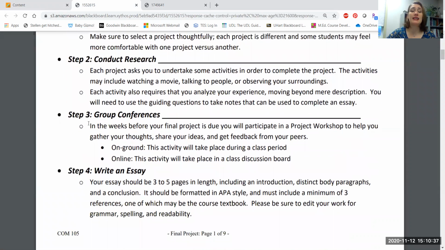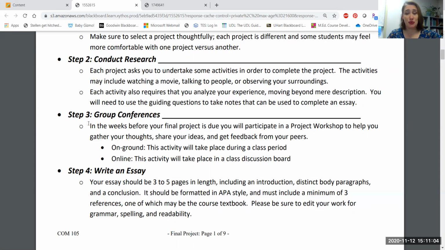And then step 4 is the essay. And that is essentially what your project, your final product is going to be. Most of you are going to be creating a project, and then you'll be writing an essay that is 3 to 5 pages explaining your research and your findings. Okay, so this first page here is important to you because it gives you that general overview of what you can expect with this project.